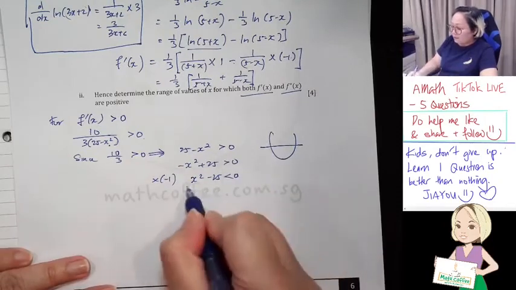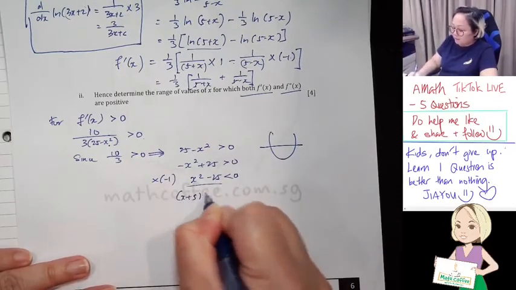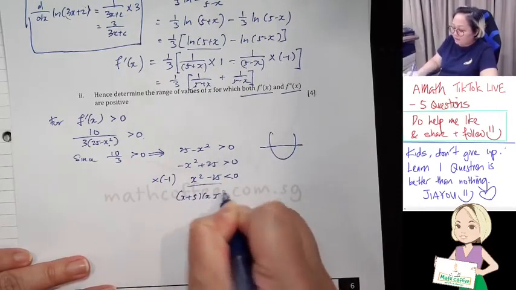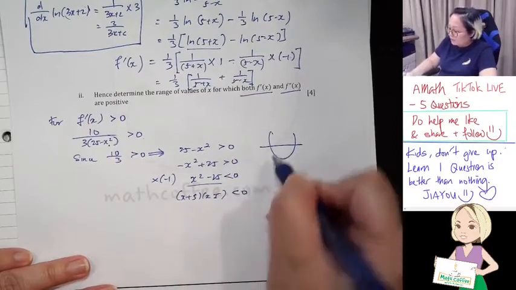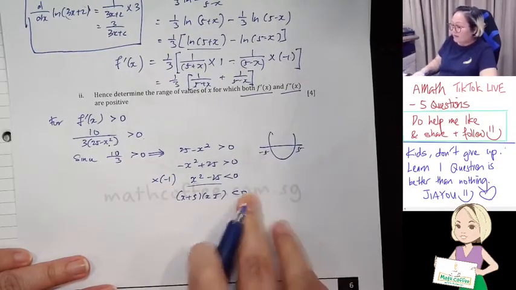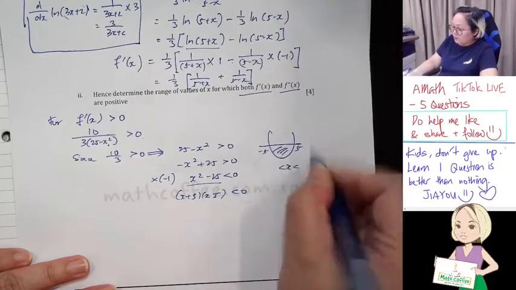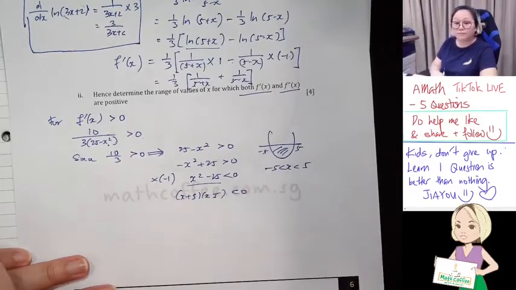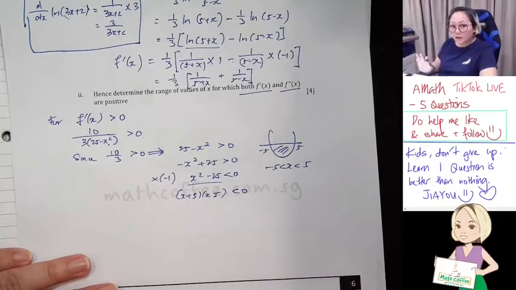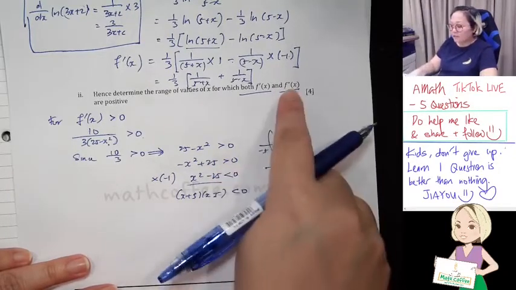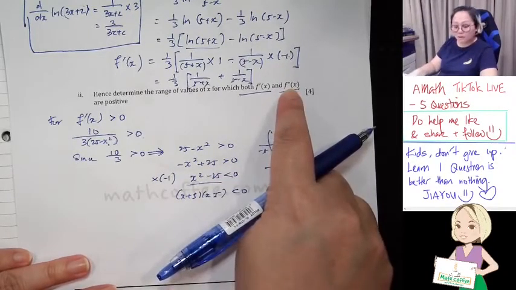So I will get x squared minus 25 and flip the sign so it becomes less than 0. Now this one can factorize. It becomes (x plus 5)(x minus 5) less than 0. So over here you have minus 5 and 5. Less than 0 means I need to shade the inside. So it becomes x between minus 5 and 5. Not done yet, because I still need to find my f prime prime positive.